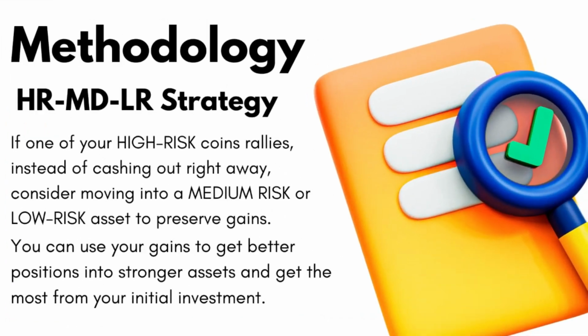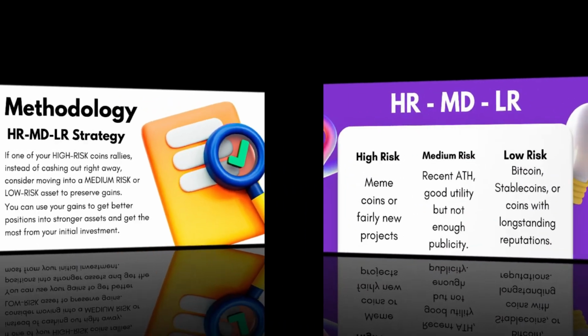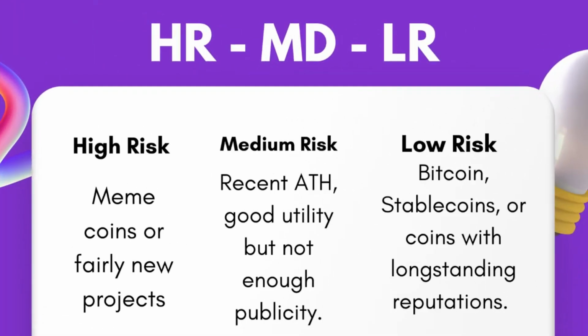With this methodology, if one of your high-risk assets rallies, instead of cashing out your gains right away, consider moving those profits into a medium-risk asset or a low-risk one. This is how you can preserve the gains you have made during a bull run or even in a bear market. High-risk assets would include meme coins or fairly new projects without a proven track record.